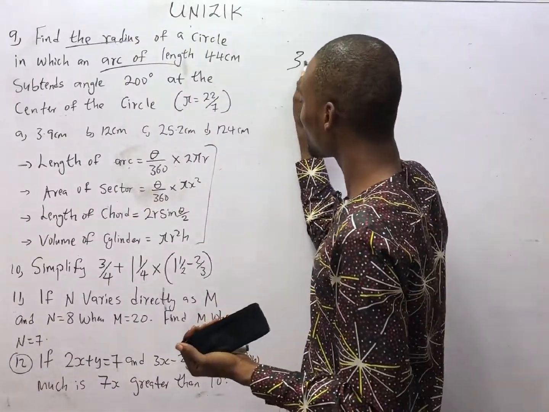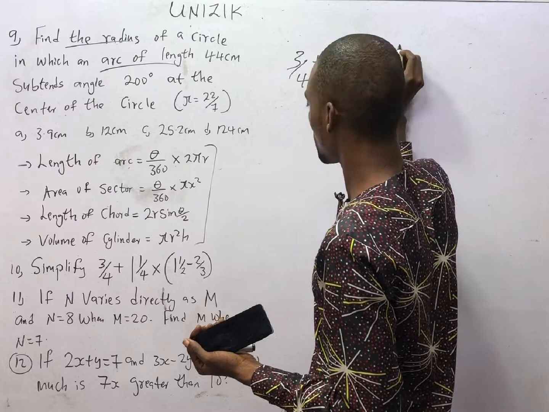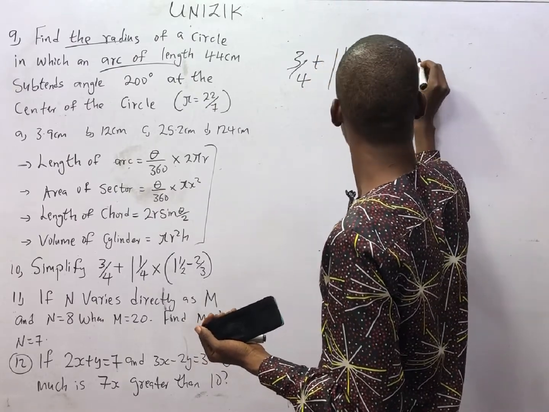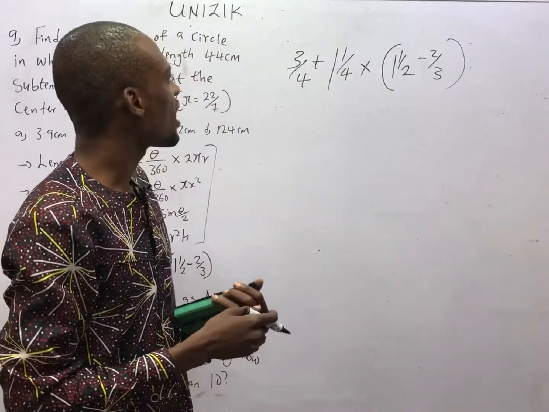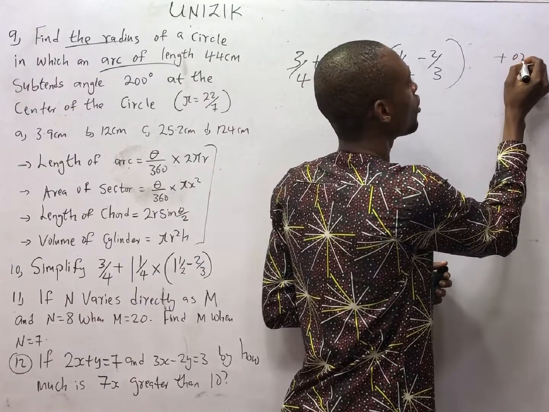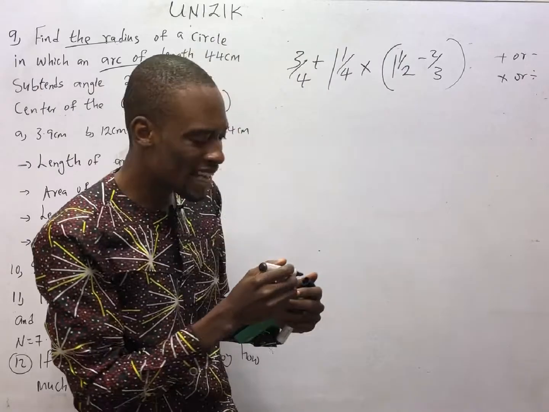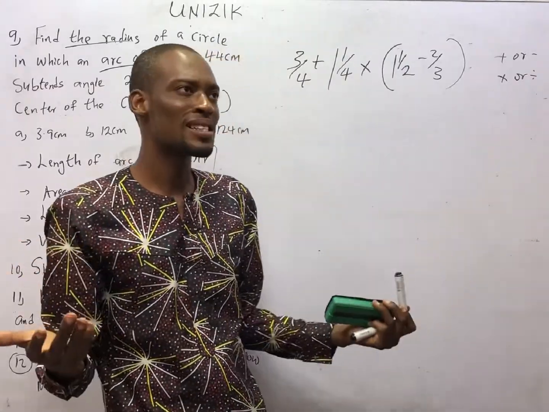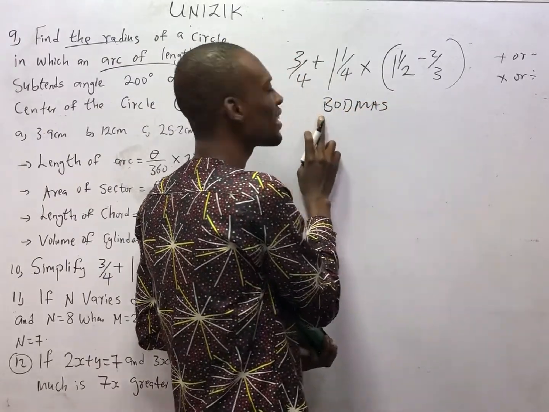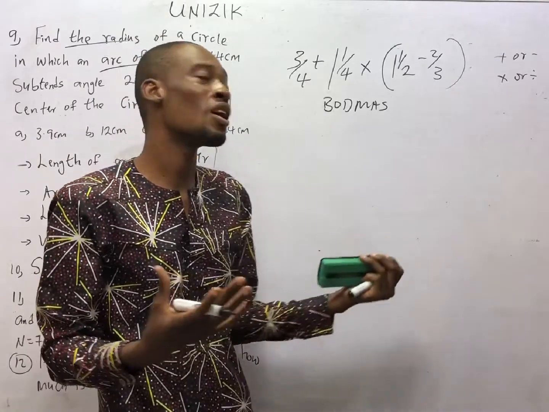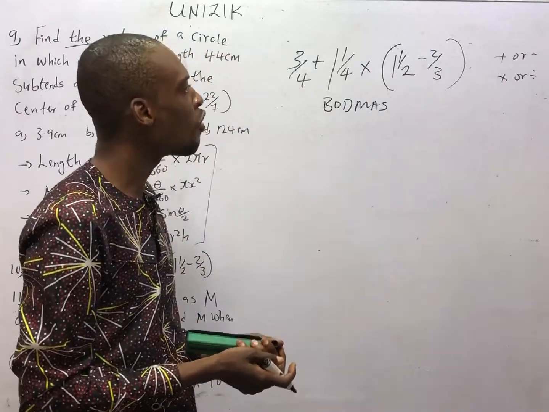Simplify 3/4 plus 1 whole number 1/4 times 1 whole number 1 over 2 minus 2 over 3. What does it mean? Anytime addition or subtraction is mixed with multiplication or division, we apply BODMAS. And what does BODMAS tell us? BODMAS is bracket, of, which is exponential or power, division, multiplication, addition, and subtraction. That should be the order of operation.